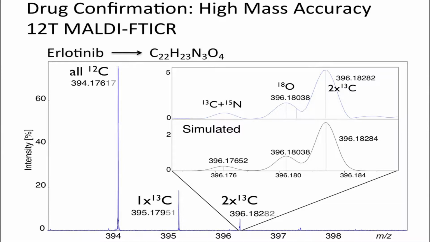elements in the formula. But with this type of instrument, we can even look into the isotopic fine structure. So here, if you look at the 2-carbon-13 peak right here, if you zoom in, you can look at the contribution of 2-carbon-13 versus 1-oxygen-18 versus a carbon-13 and nitrogen-15. So it's this type of mass accuracy and resolution that allows us to look at the distribution of drugs in very complex environments such as tissue.